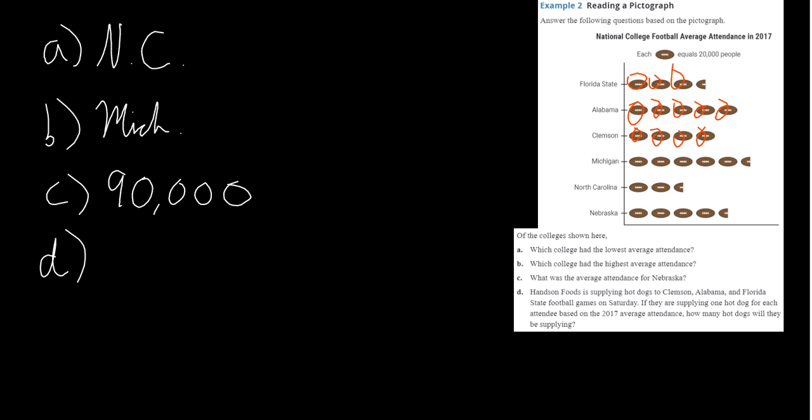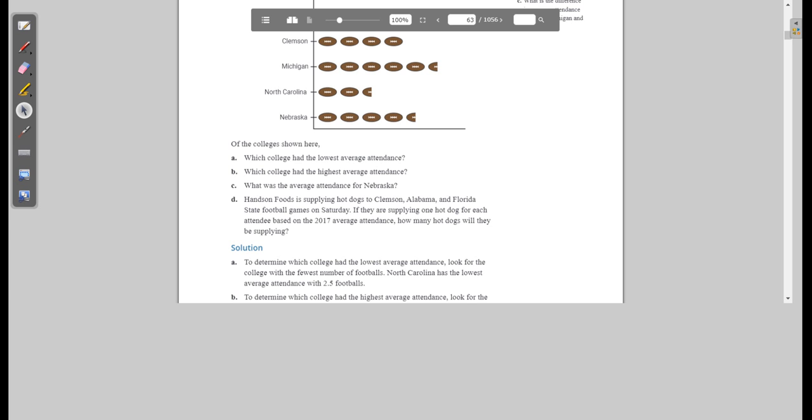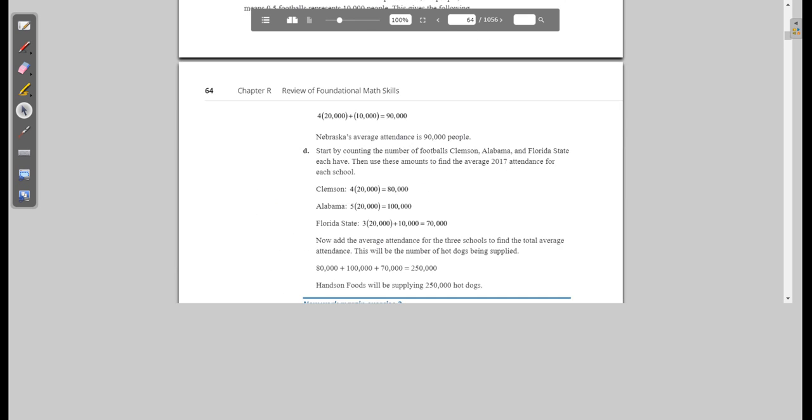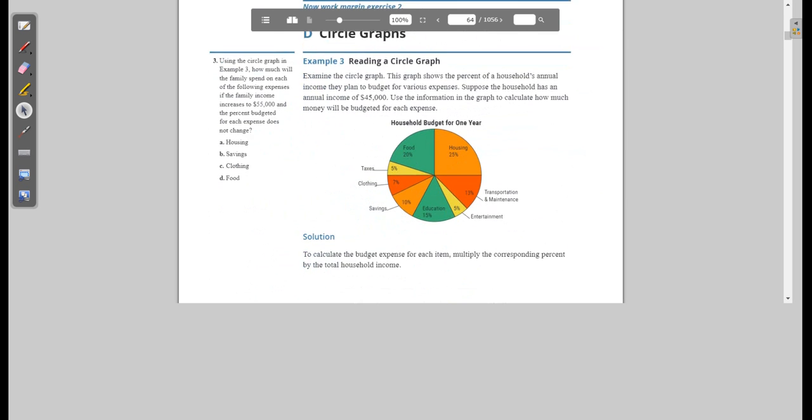And then one half, so 250,000. So that is, wow, that is incredible. You know, I've never actually thought about that. All the football games across the entire country, that's a lot of hot dogs. But anyways, that's how we did it. 250,000 hot dogs. That is insane.